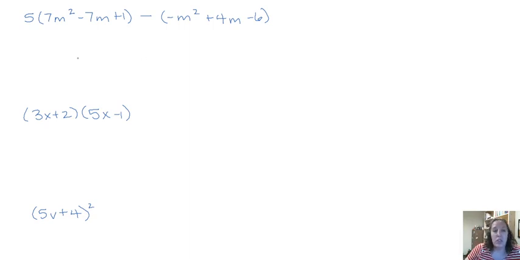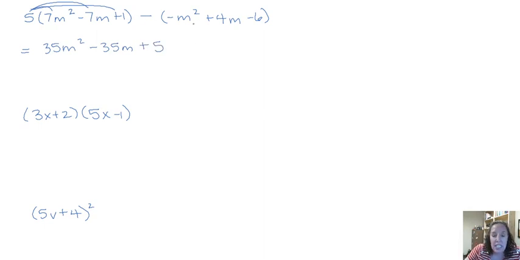Now in this one, it doesn't matter whether we're adding or subtracting, multiplying, distributing with the polynomials here. What we're going to do is expand this as much as possible, distribute everything that we can, and then combine like terms. And so our first step is to distribute the 5 to our first set of parentheses. So 5 times 7m squared is 35m squared. 5 times negative 7m is negative 35m, and 5 times 1 is 5.